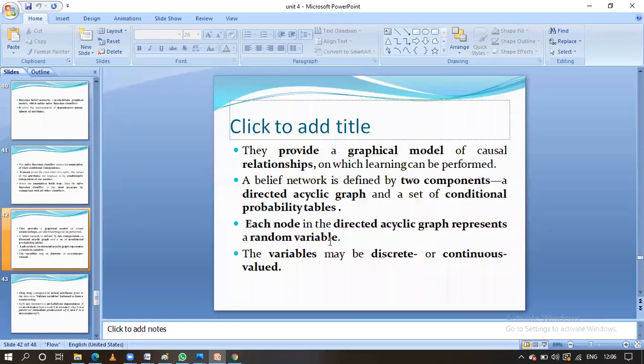Here the node in a directed acyclic graph is a random variable. That variable may be either a discrete variable or a continuous variable. Discrete means countable value. A continuous variable means floating point values like height, weight. All these are continuous variables. Understand this, right?